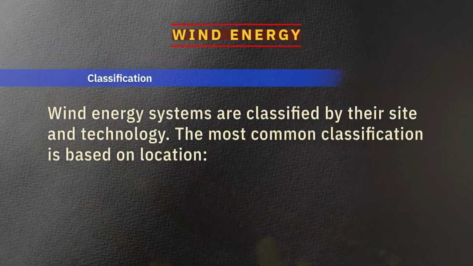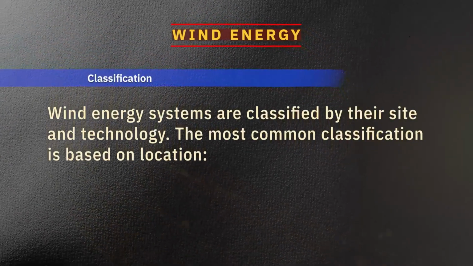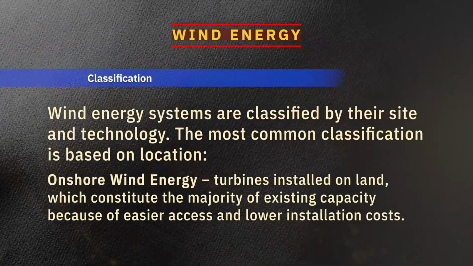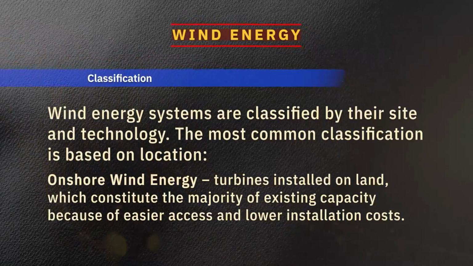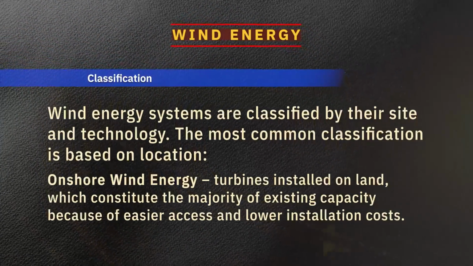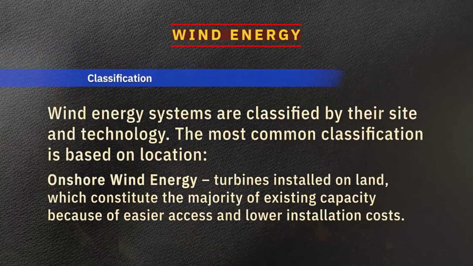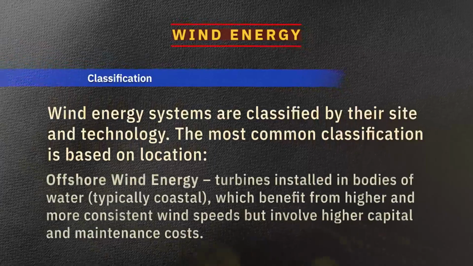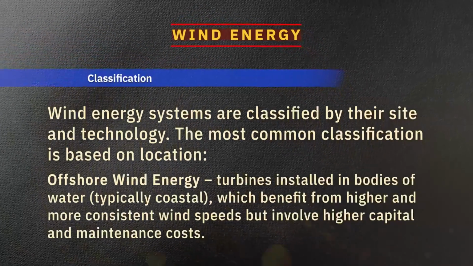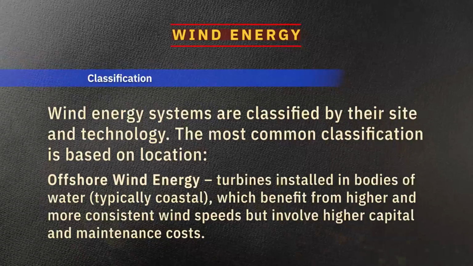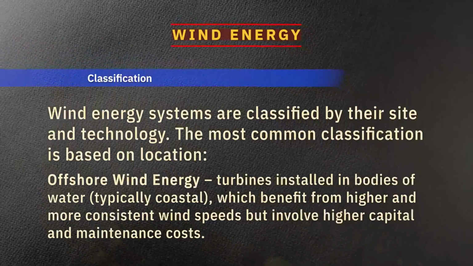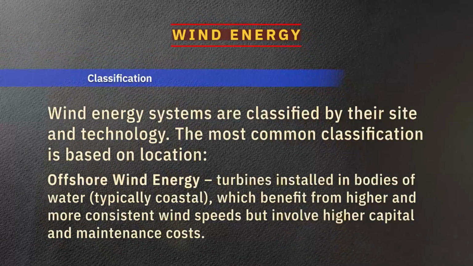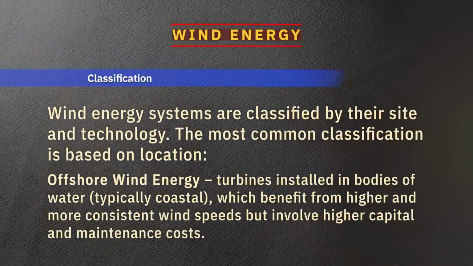Now, classifying the wind energy, we can see that the most common classification is based on its location: onshore wind energy and offshore wind energy. Onshore wind energy is where the turbines are installed on the land surface, which constitutes the majority of existing capacity because of easier access and lower installation cost, while offshore wind energy can be seen where the turbines are installed in bodies of water, typically in the coastal areas, which benefit from higher and more consistent wind speed, but it involves higher installation cost as well as maintenance cost.